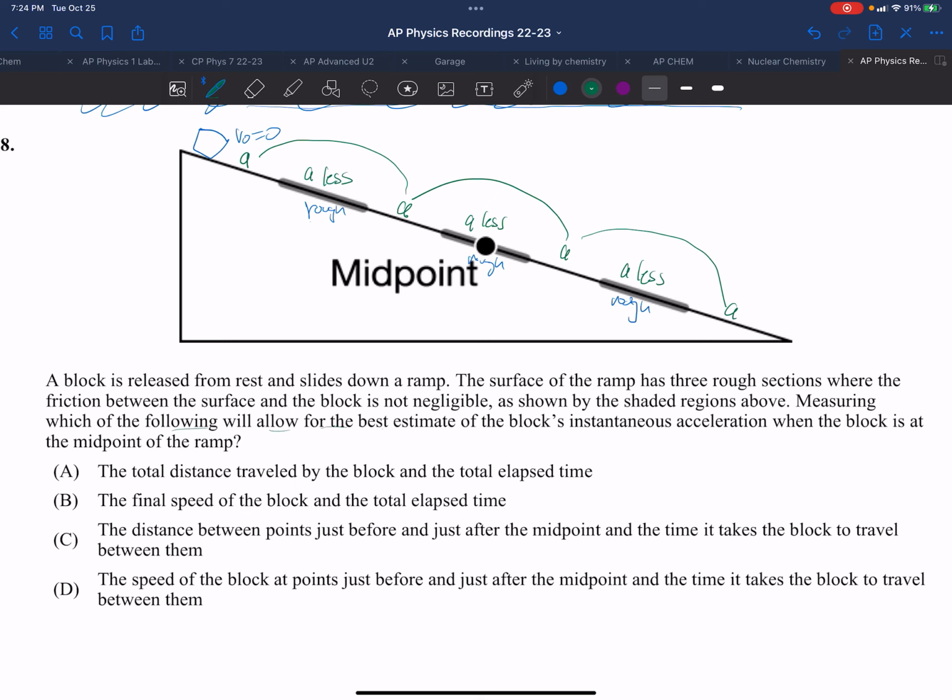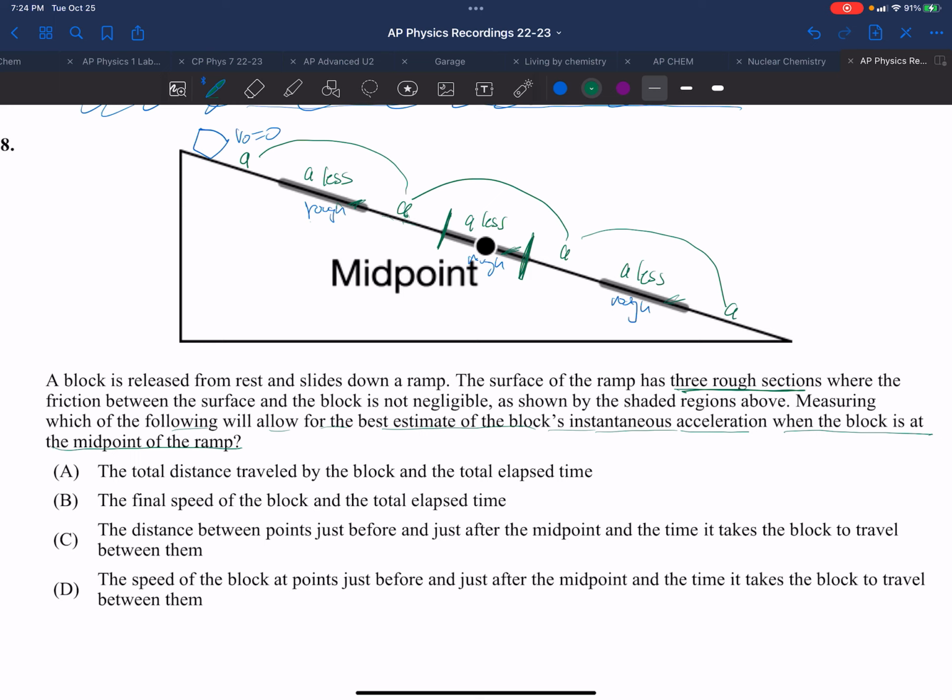Which of the following will allow for the best estimate of the block's instantaneous acceleration when the block is at the midpoint of the ramp? The instantaneous acceleration is going to be the acceleration that it's going to experience over that interval. Now, we're not told that these 3 rough sections are rough in exactly the same way. It's not like we're being told there's a piece of sandpaper here and it's identical to the sandpaper here and here. All we know is that they're rough, but we don't know that they have the same roughness. But we do know when it's not rough, the acceleration should be the same because that's determined by the angle.